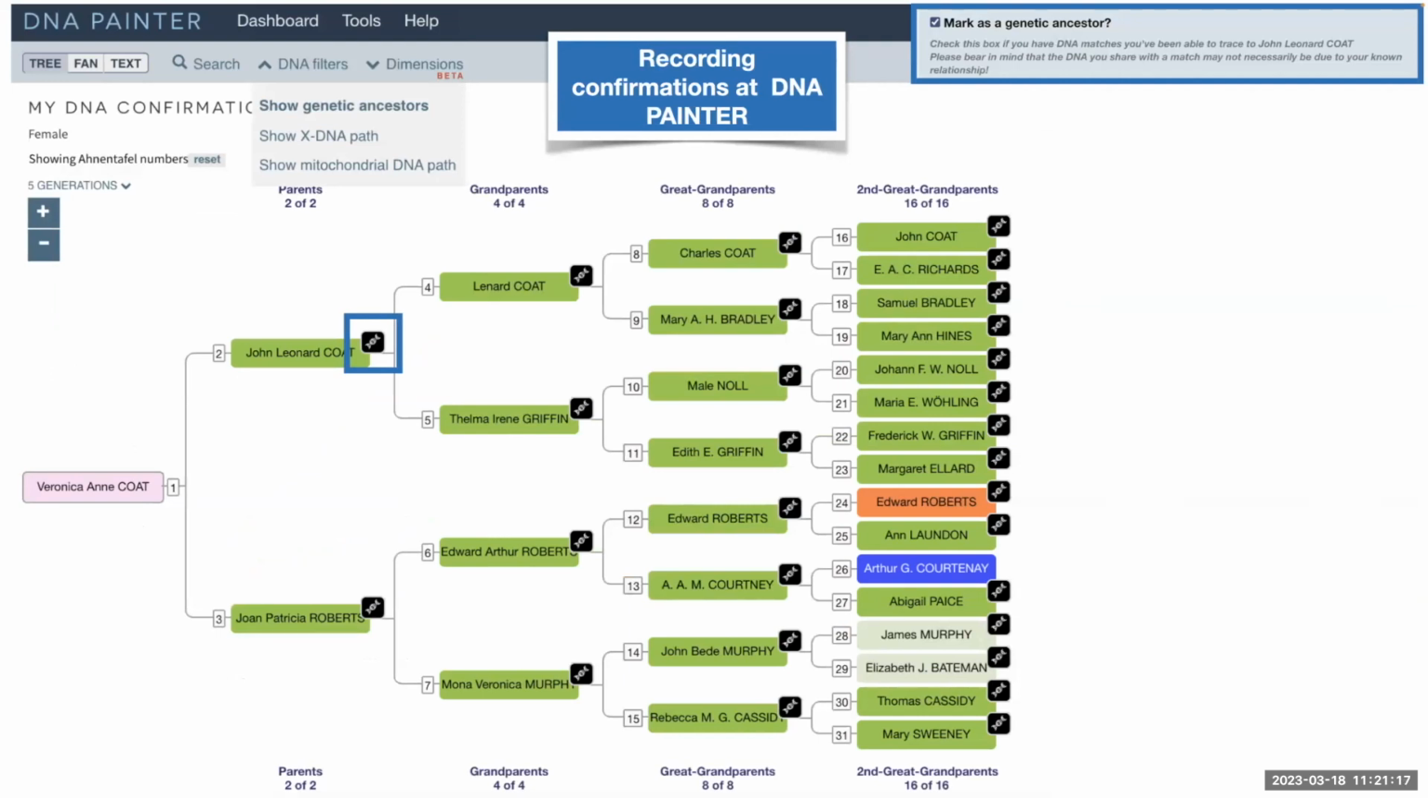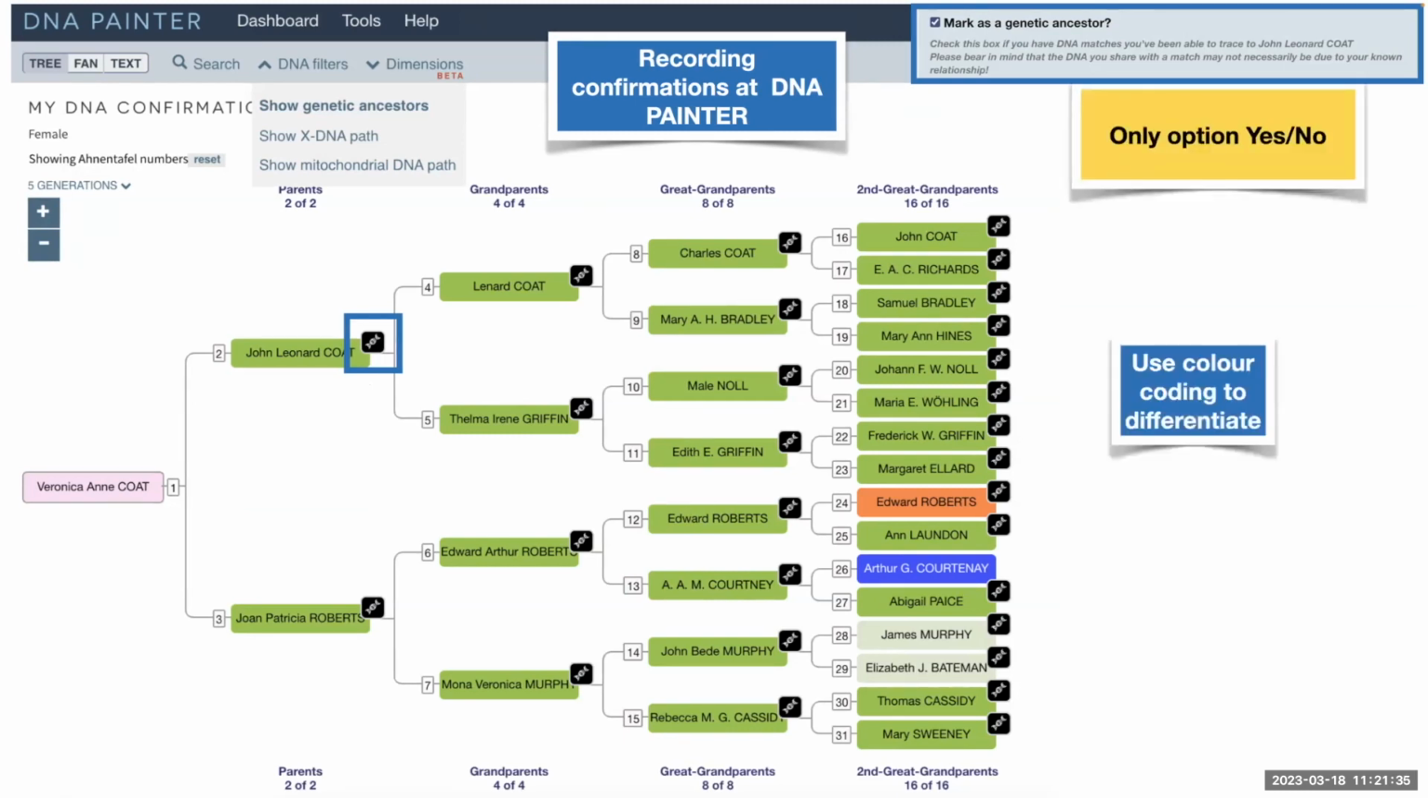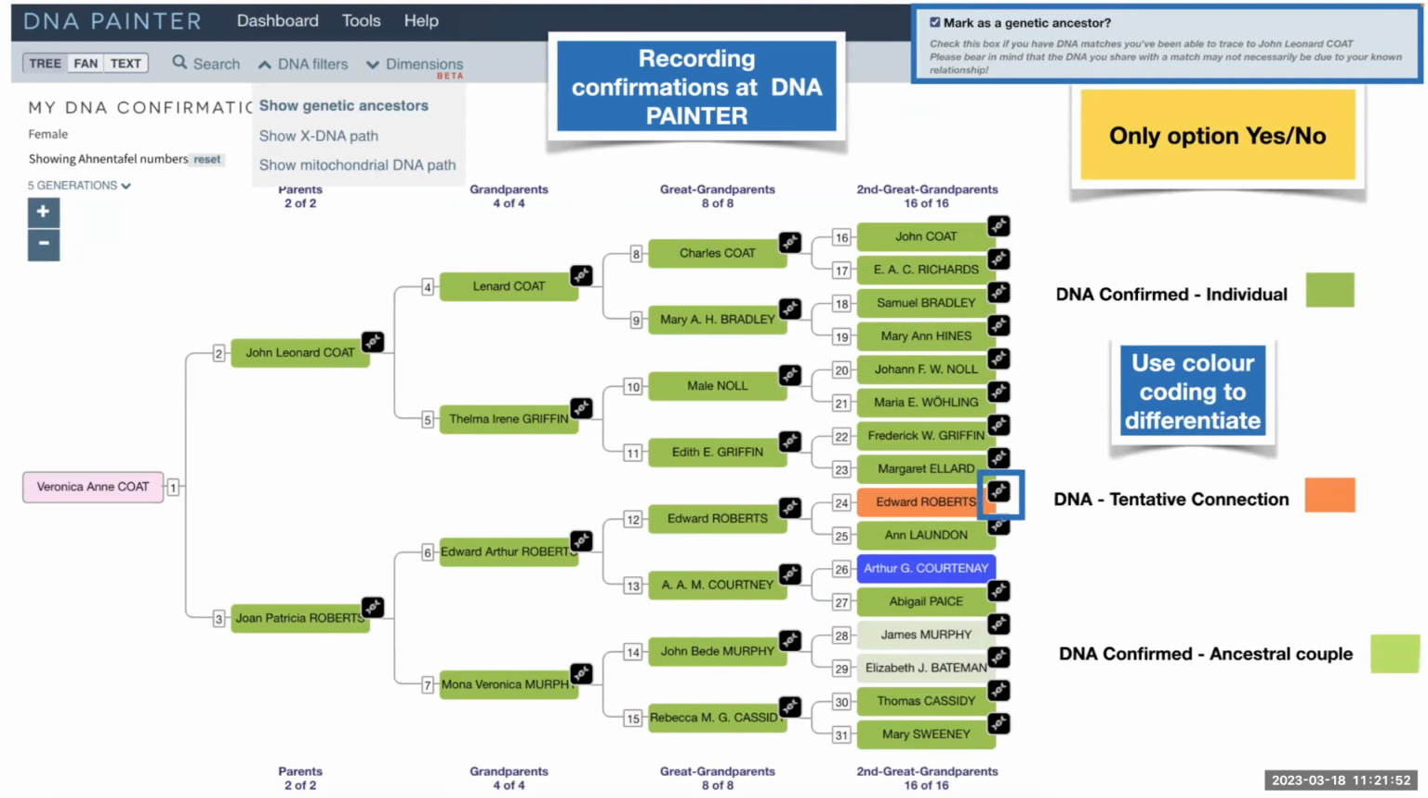DNA Painter has a wonderful chart, which I use, and they have these little symbols here that you can add as being a genetic ancestor. But to me, they don't go far enough. Same reasons. I like to look at who's DNA confirmed as an individual. I use the color coding on the tree to differentiate between those people, as I mentioned before on those round charts. DNA confirmed show up as the dark green, ancestral couples the lighter green, tentative as the orange, and somewhere where I've got no matches, like Arthur George Courtney, everyone's heard me talk about him before.